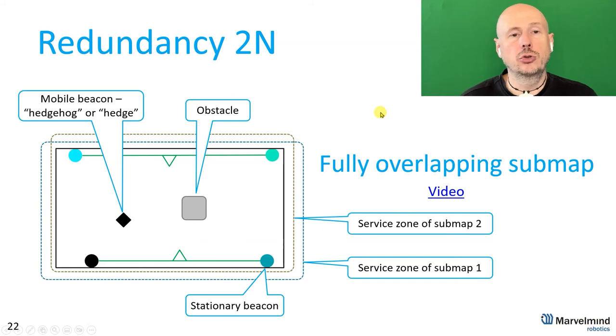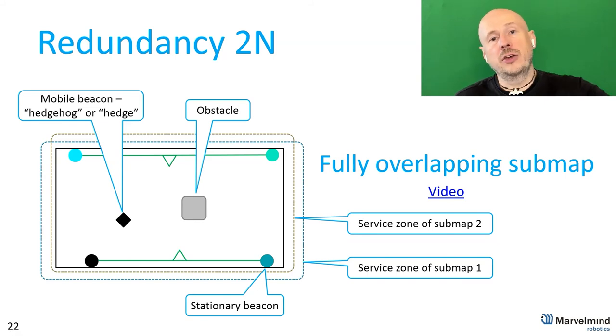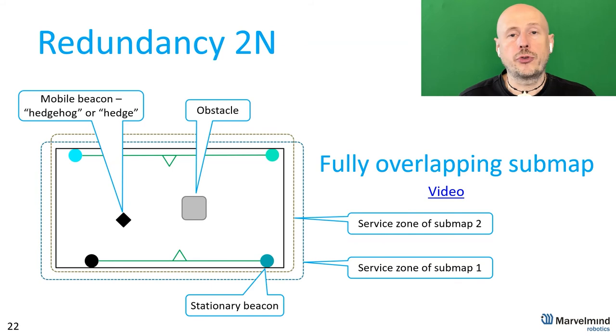So we intentionally do 2N redundancy, and in this case obstacles are not a problem, because if one of the submaps is not able to serve, another submap will serve. So that's the reason for using fully overlapping submaps. And there is a video. Please check it. It's very, very useful. So the same logic can be extended even further.